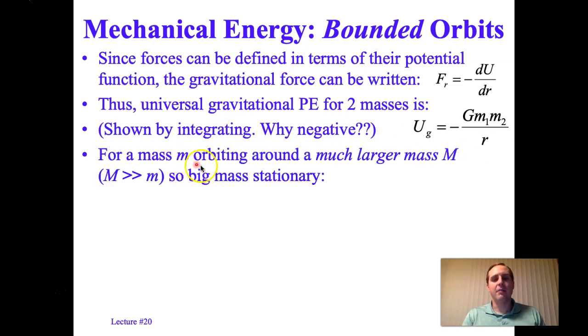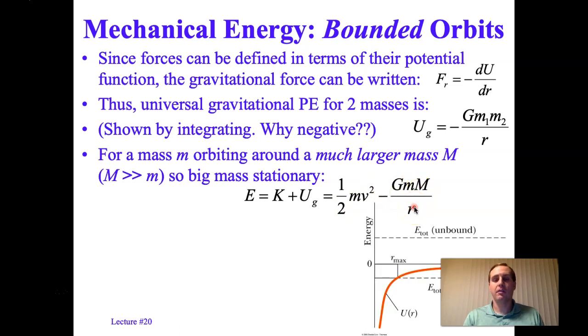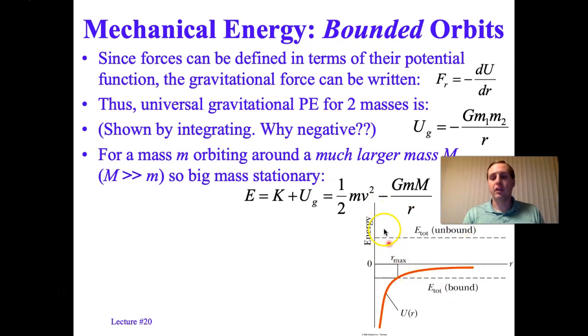So for a mass little m orbiting around a much larger mass capital M, so that big M is much, much larger than little m, imagine the big mass is stationary. This is the mechanical energy equation. The mechanical energy is the linear kinetic energy plus the universal gravitational potential energy. So 1/2 mv squared minus G little m big M over r. Notice what the graph should look like of energy, that is total energy, versus radius.